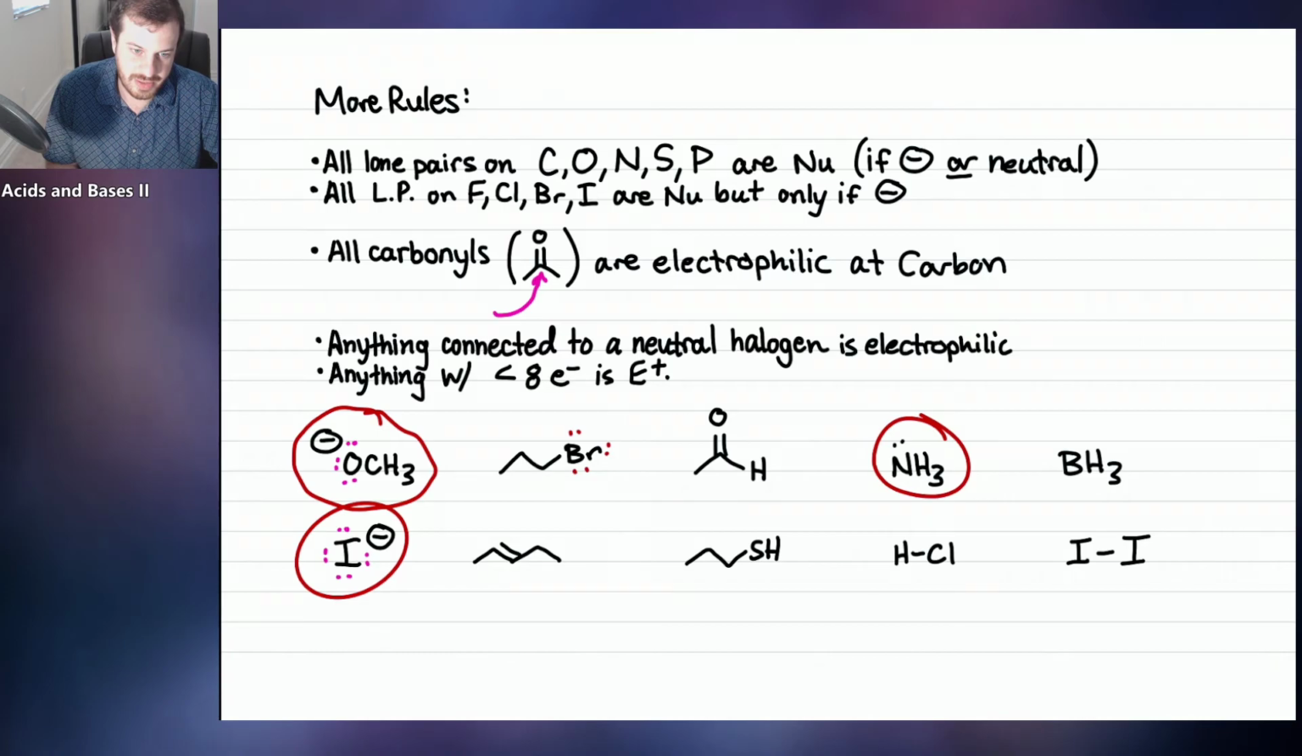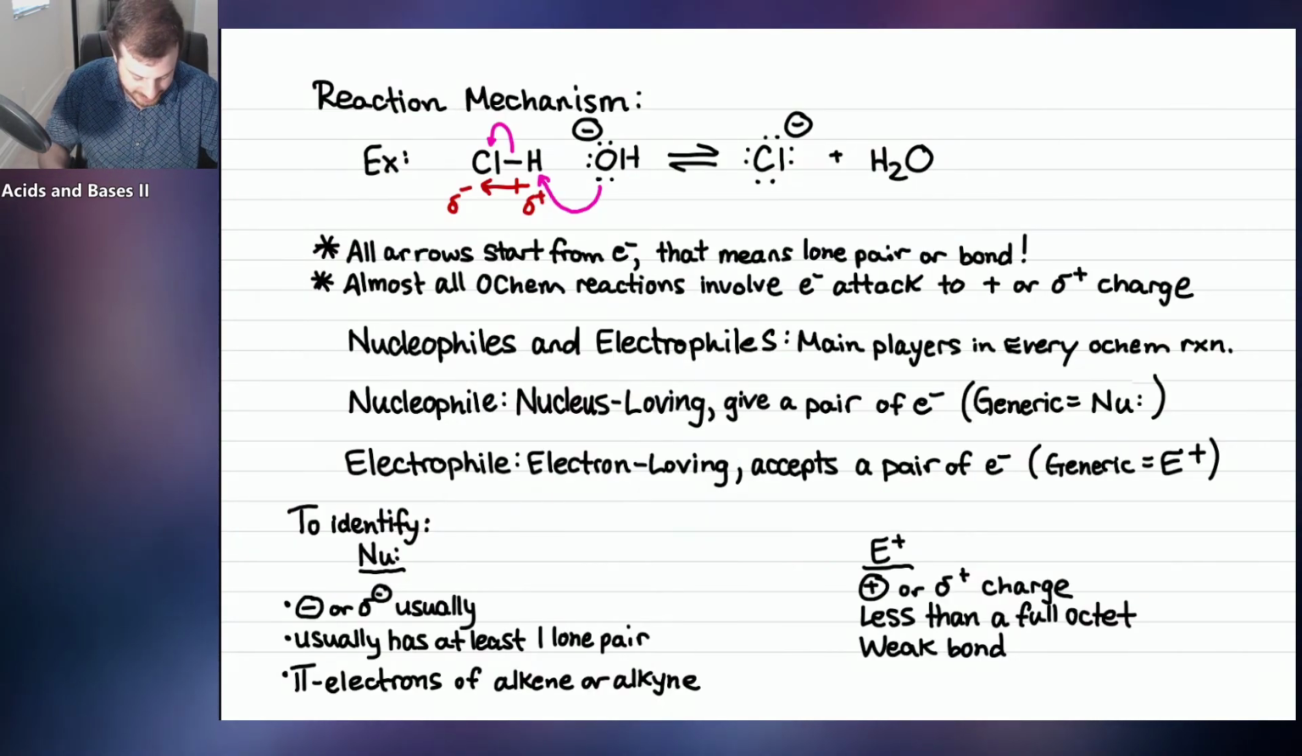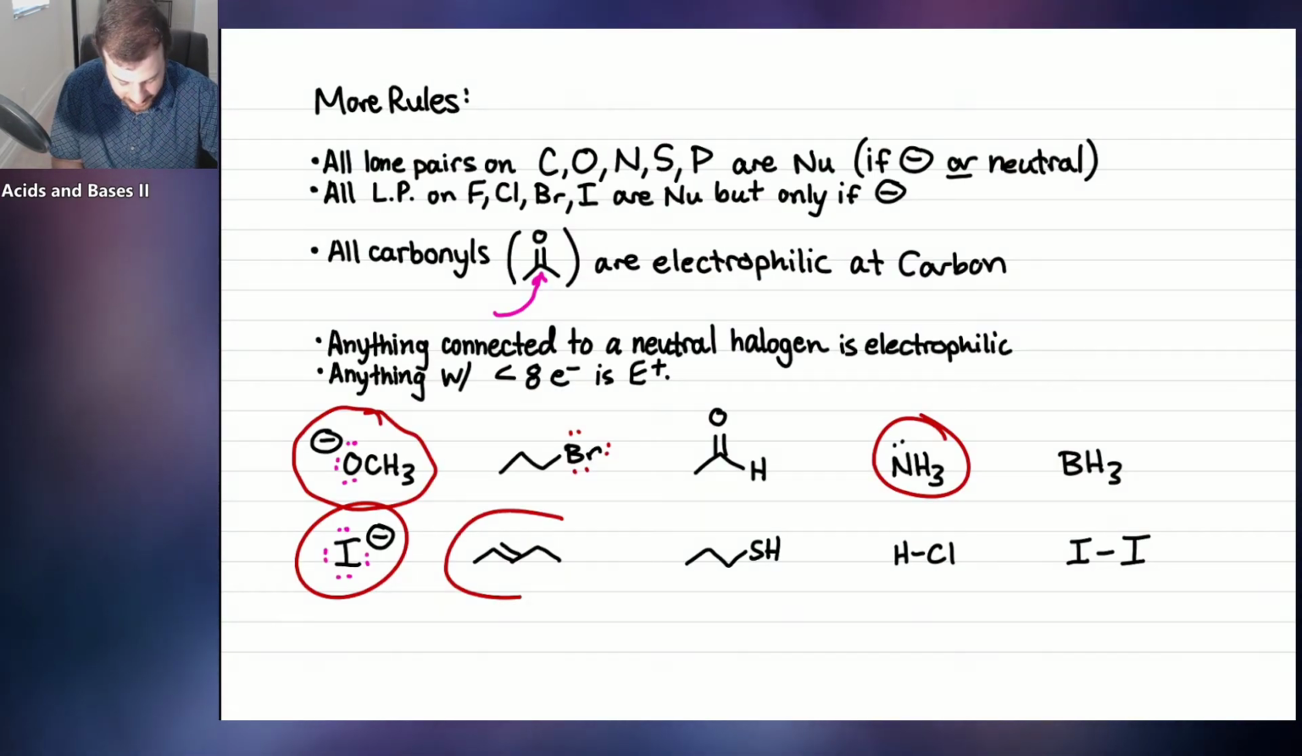Okay. Next up, we have the alkene. If you remember, pi bonds are weakly nucleophilic. We saw that on the previous page here. It wasn't part of our more rules, but it said here that pi electrons of alkene or alkyne meet the definition of a nucleophile. So we'll go ahead and circle that since there's nothing really else to say about it.